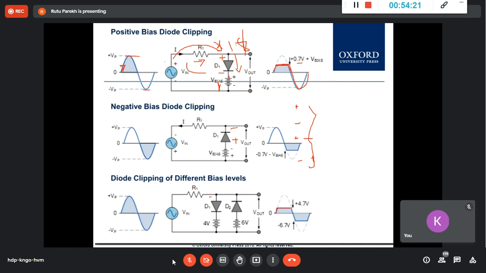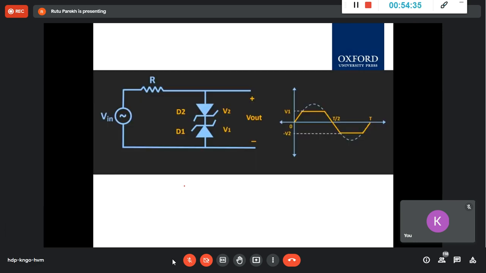And once it is decreased to 4.7, then it will follow this. So for all higher voltages, the output will remain constant at 4.7. And similarly, this will be added in the negative direction, and this is minus 6.7. So based on the same thing, okay?